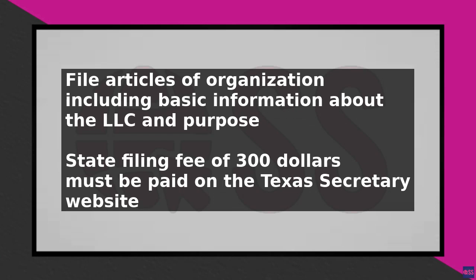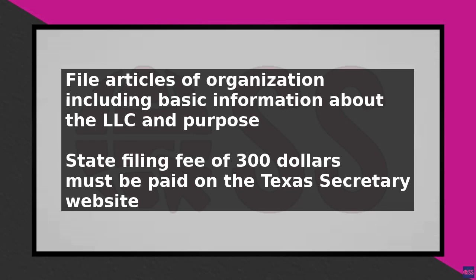After filing the articles of organization, an operating agreement should be created. This agreement outlines how the business will be run, including the distribution of profits and the authority to bind the LLC to legal contracts. A free, customizable operating agreement template can be used to create this document.